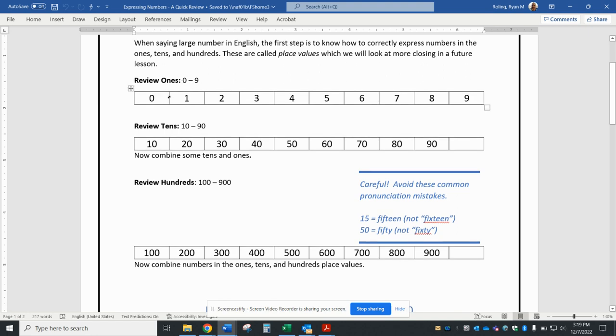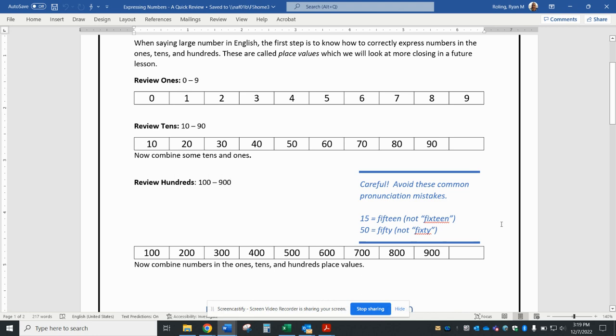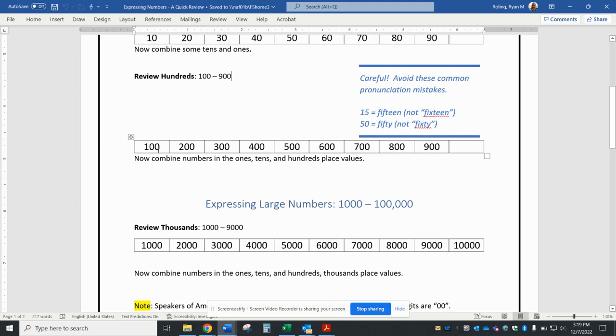Our ones numbers are 0, 1, 2, 3, 4, 5, 6, 7, 8, and 9. In the tens place, we have 10, 20, 30, 40, 50, 60, 70, 80, 90. Be careful. One common mistake is people often pronounce 50 as fixty, and they combine the 50 and the 60 together. When we get to the hundreds, we have numbers 100, 200, 300, all the way up to 900.